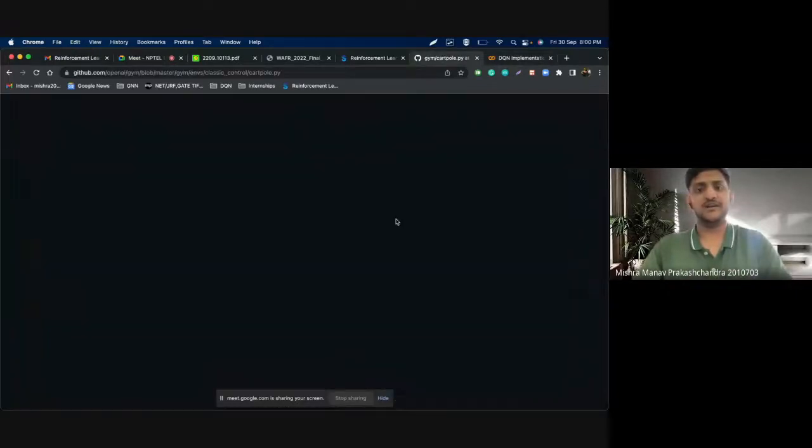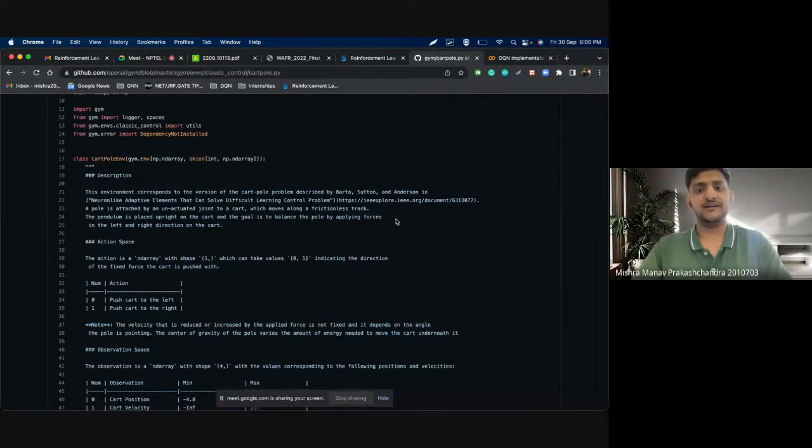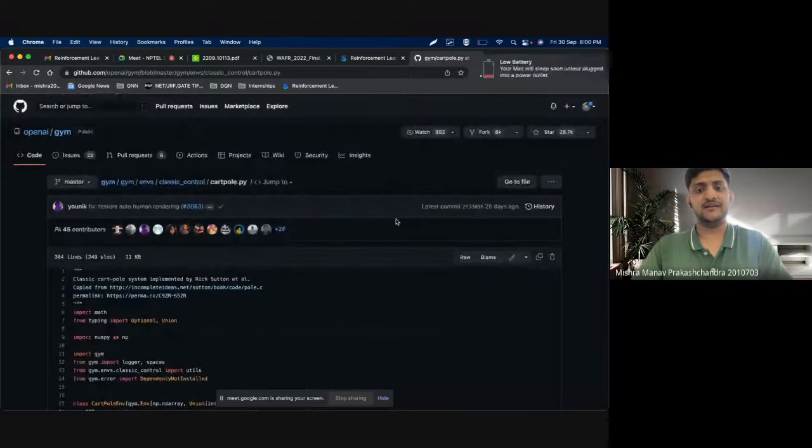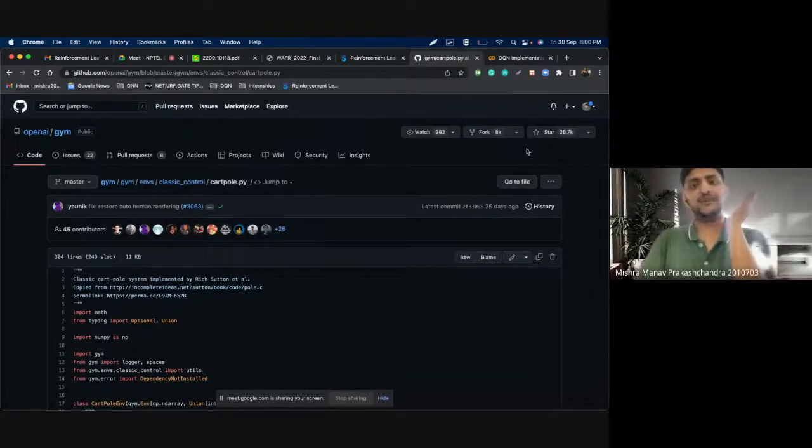What the problem does is very simple. You have a cart on which there is a pole that you're balancing. You're moving the cart left and right, and the pole should be upright. It shouldn't fall. It's like a game you used to play with your umbrella in your childhood. You are trying to balance the umbrella on your fingertip so that it stays straight and doesn't fall beyond a certain angle, omega. So this is the problem.